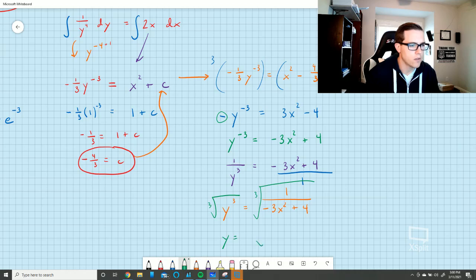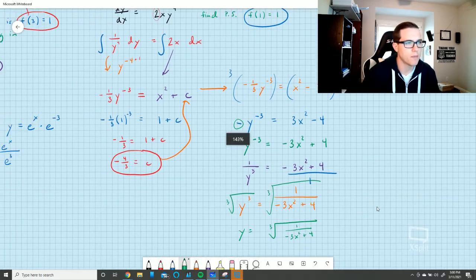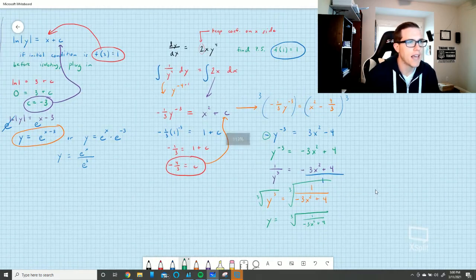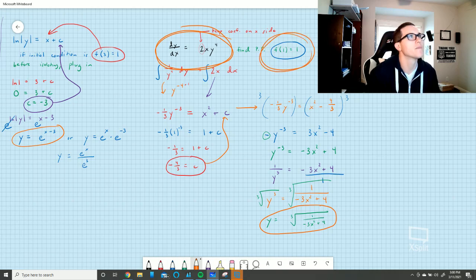y equals cube root of 1 over negative 3x squared plus 4. Technically, you could split the cube root to the top and bottom and write it as 1 over cube root of and so on, but that's fine. This answer is totally fine. Once y is by itself, you've accomplished your goal. And that is the particular solution. This solution is the original function with this slope that goes through this point.